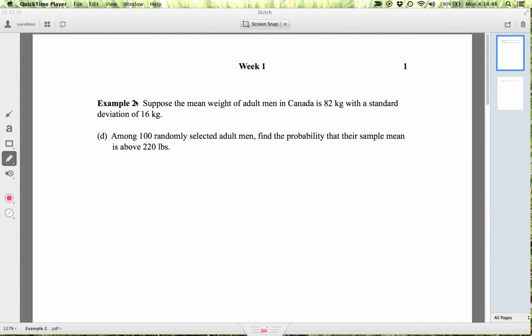Let's take a look at example 2. Again, we're talking about the same situation that we were in example 1. Suppose the mean adult weight of a Canadian male is 82 kilograms with a standard deviation of 16 kilograms. Okay, so here you've got your mu and your sigma.